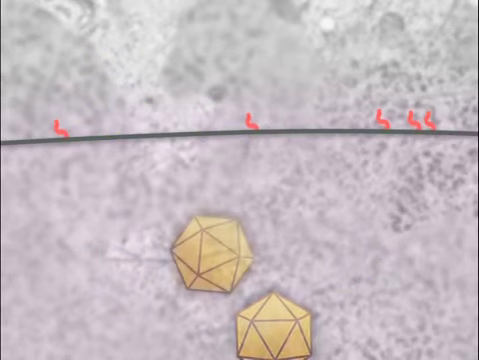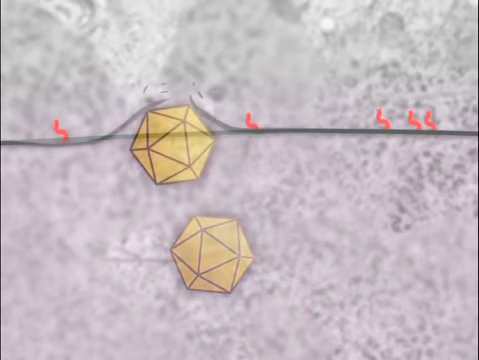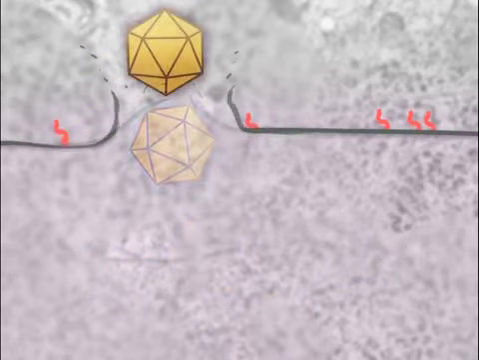Finally, the mature virions make their way to the plasma membrane and exit the cell via lysis. Now the virions are ready to infect new cells.